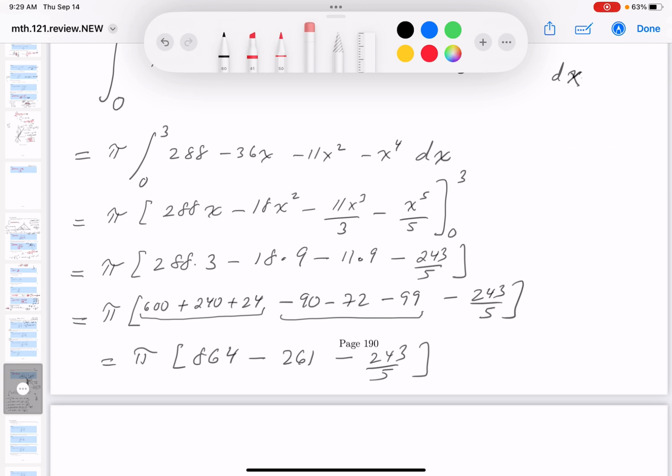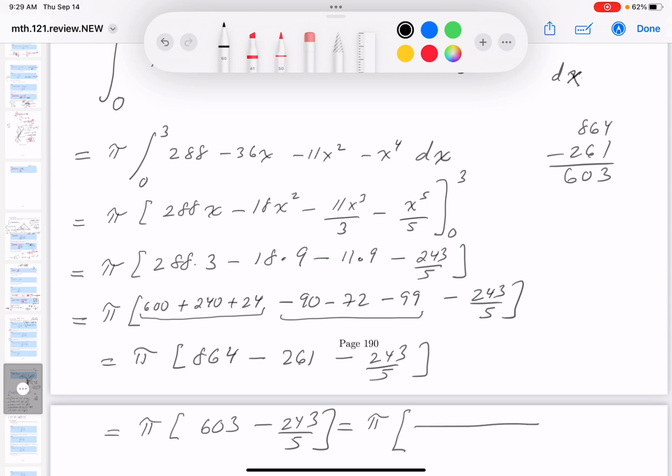So what I'm going to do over here is subtraction now. So you get 864 minus 261. Well, you get 3. 6 from 6 is 0. 2 from 8 is 6. So you get 603. I'll write this over here. Well, I got some arithmetic to do. This is pi. I can get a 5 over here. I'm going to get minus 243. And what I got to do is 5 times 603, which really isn't that bad. I mean, it's 3,000, and 5 times 3 is 15, so 3,015.